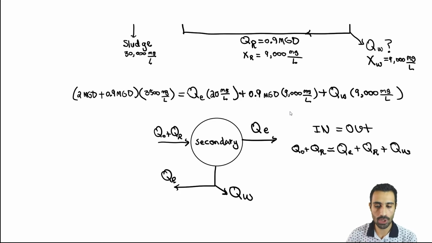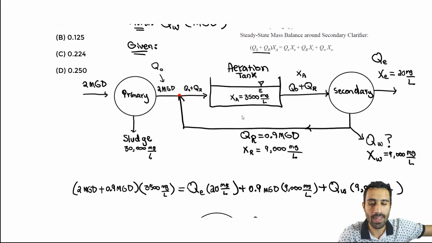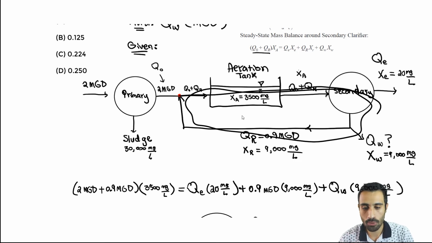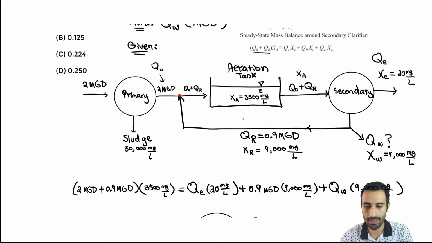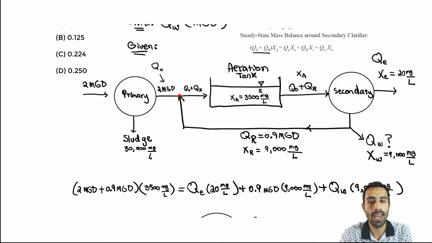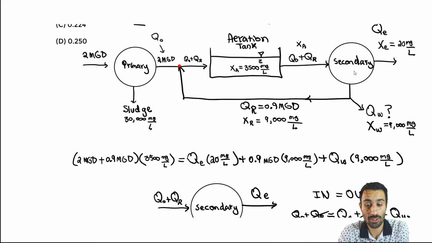And notice what happens with QR. They cancel. They're the same on both sides of the equal sign. They would cancel. And that makes sense logically because it comes in and it's just going to be recycled. It's not like a flow rate that actually gets wasted like this. It's going to come in and just go in a loop. That actually cancels. It doesn't do anything really for that secondary clarifier.